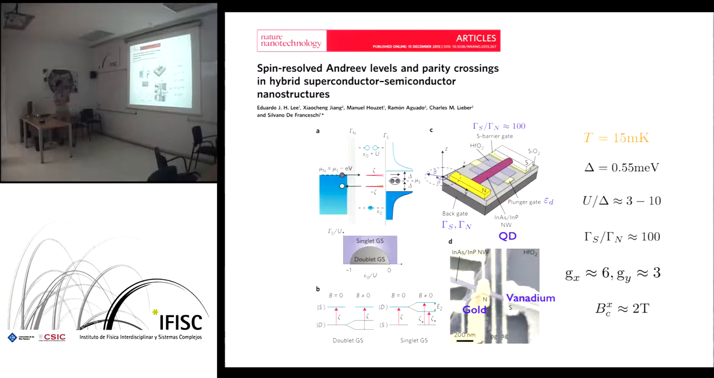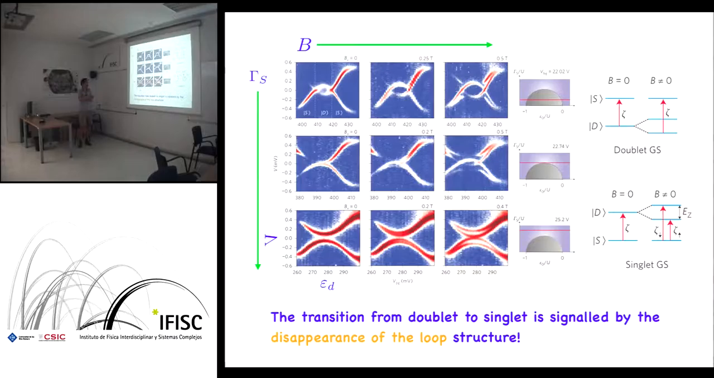Here, the S barrier controls the asymmetry between the superconducting barrier and the normal barrier. Anyway, they studied the differential conductance as a function of magnetic field and superconducting barrier. Experimentally, here the first row corresponds to the smallest gamma, and the bottom row corresponds to the largest gamma. Here, the leftmost column corresponds to B equals 0, and the rightmost column corresponds to 0.5 tesla.